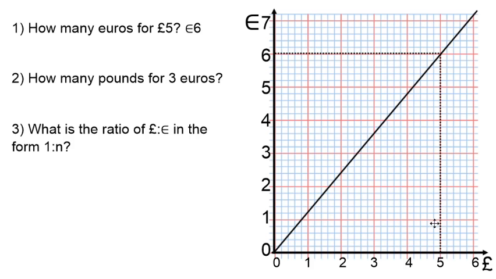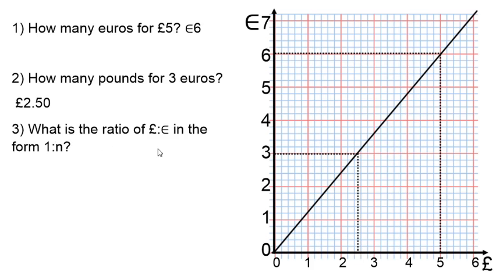So let's go through the first one. One way is to use your graph. So you go along to 5 on the pound axis, up to the line, and then across to see that it's €6 for £5. We can do something similar for the next question. So from €3 on the euro axis, go along horizontally and down, and I know that's £2.50.